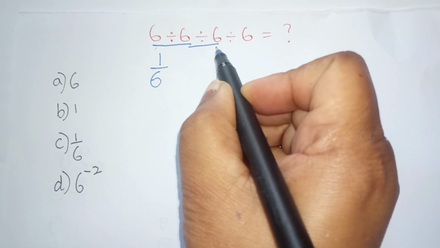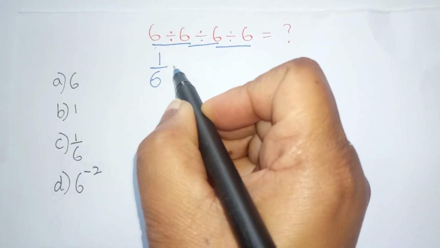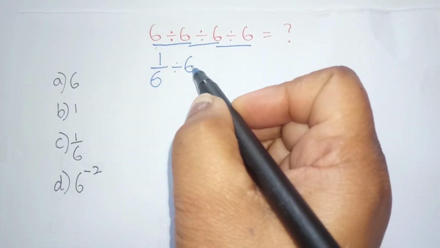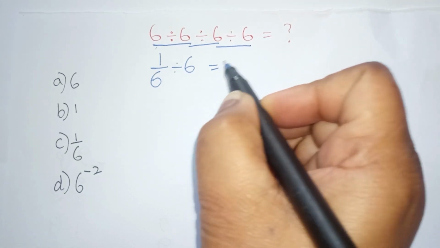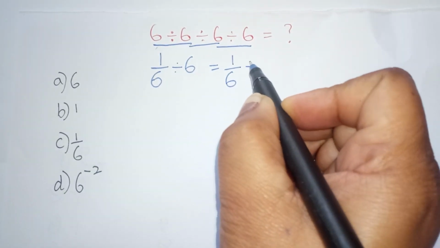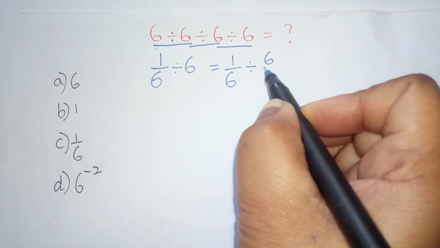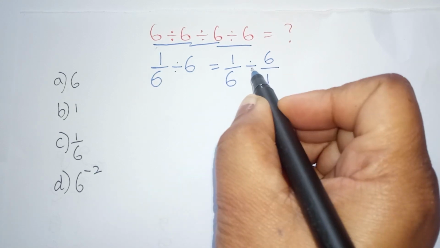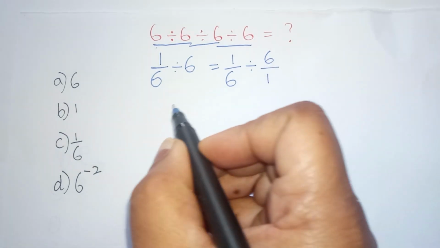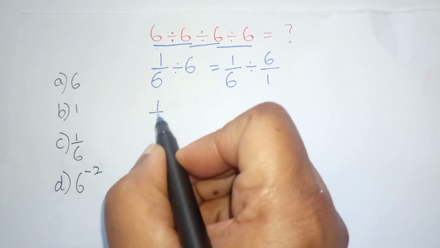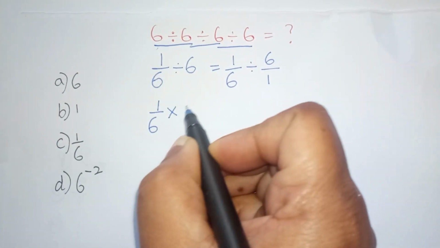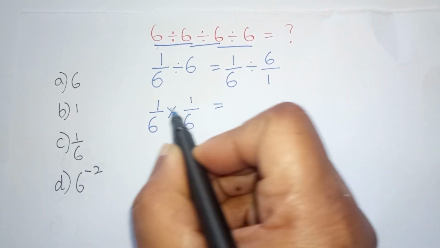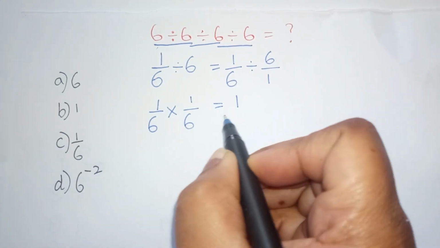Then we have to divide again by 6. So we say divide by 6. 6 means 6 over 1. So this means 1 over 6 divided by 6 over 1. So we're going to change the divide and we're going to turn the fraction. So we say 1 over 6 multiply by 1 over 6. So we get here 1 by 1 is 1 and 6 by 6 is 36.